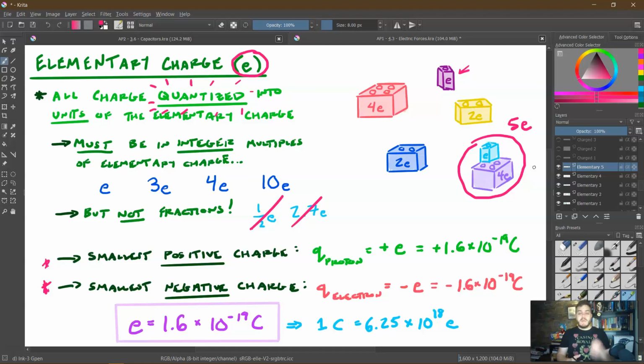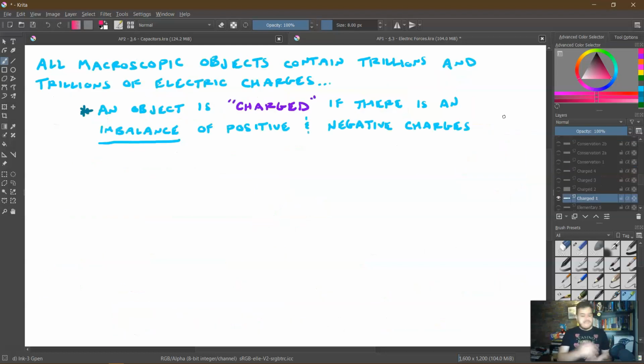Additionally, as we mentioned a second ago, a coulomb is quite large, and specifically if an elementary charge is 1.6 times 10 to the negative 19 coulombs, if we invert that, we get that 1 coulomb is 6.25 times 10 to the 18 electrons, which is literally trillions and trillions and trillions of electrons. You're hardly ever going to deal with that unless we're looking at bigger situations. Now, all macroscopic objects, anything that we deal with in our everyday life, is literally going to contain trillions and trillions of electric charges, with protons and with electrons, keeping in mind that neutrons are, of course, electrically neutral.